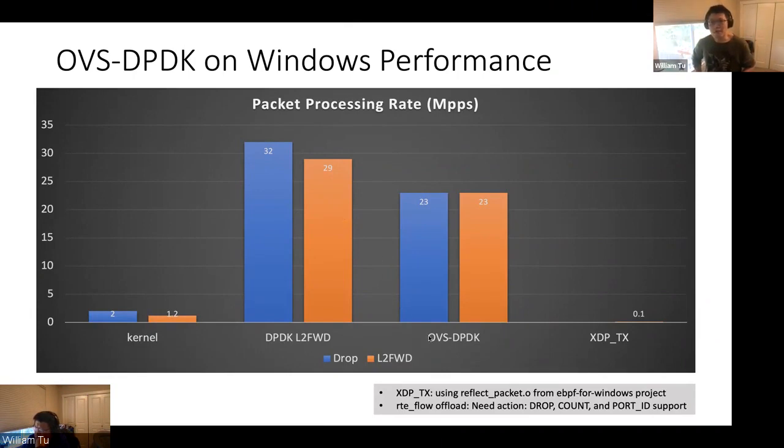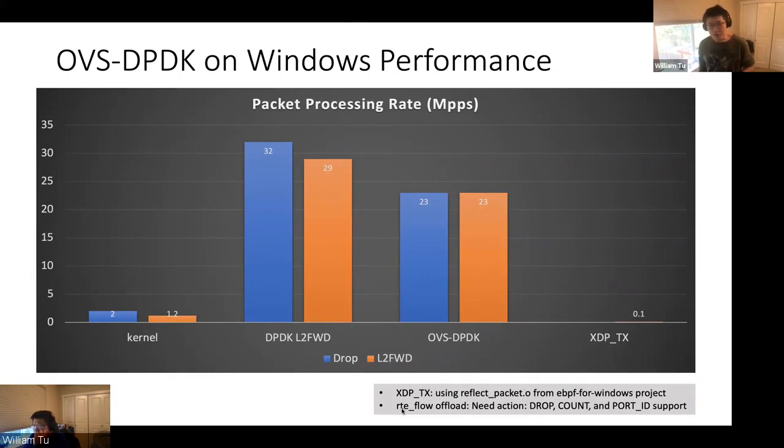example program. For the OVS-DPDK, which is the work we have done here, it shows about 32 million packets per second for both dropping and forwarding the packet. So this means that there is some overhead of OVS processing the packet from the DPDK library. And then finally, we are seeing the XDPTX, which is from the eBPF for Windows project. It's showing pretty low performance here.